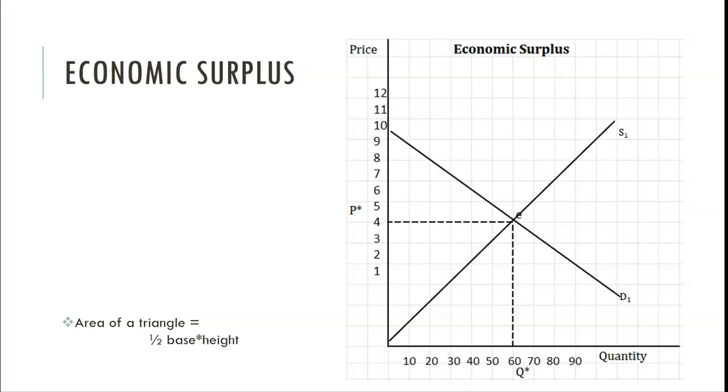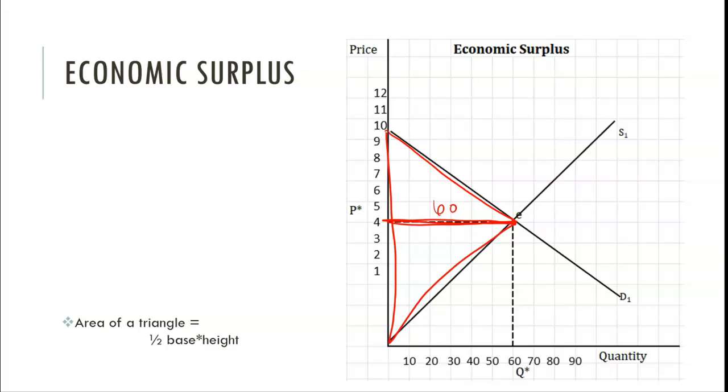If you remember from way back when in math, the area of a triangle is going to equal 1/2 of the base times the height. So if we draw this triangle here, this red triangle going from 0 to 10 on the price scale, and then from 10 to 60 on the quantity. The base is going to be the horizontal distance between the y-axis and whatever your point of your triangle is. In this case, the base of our triangle is going to be 60.